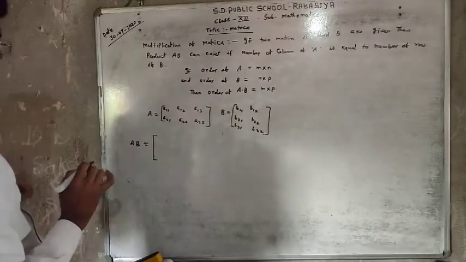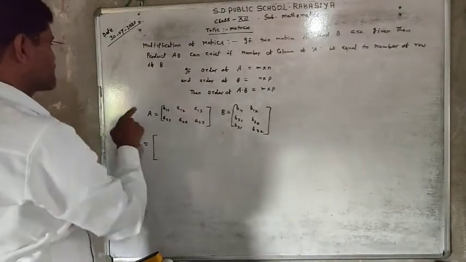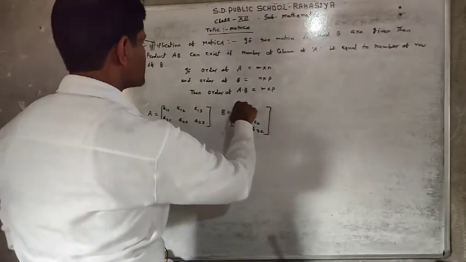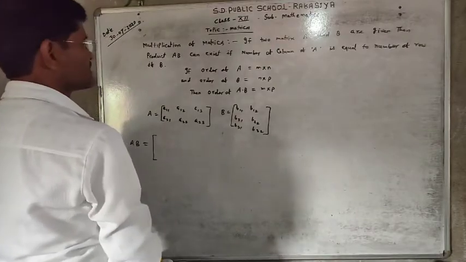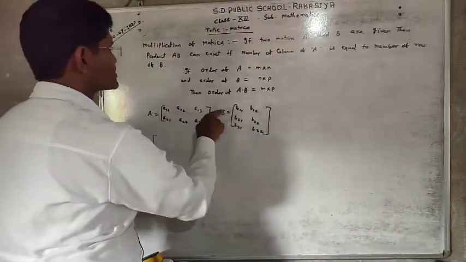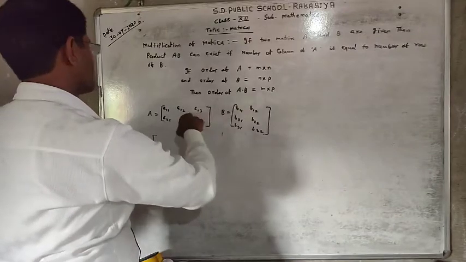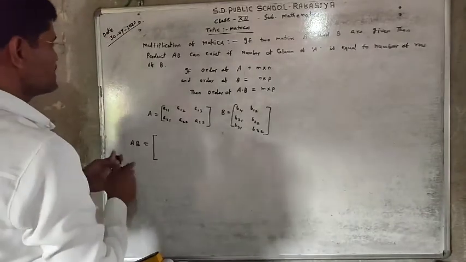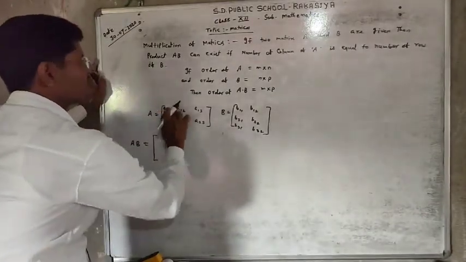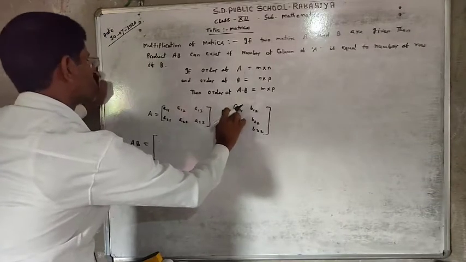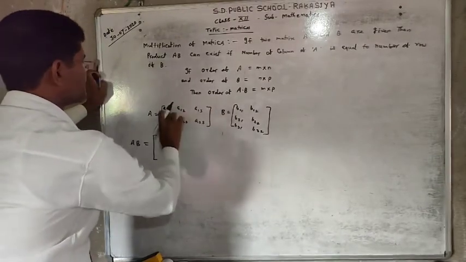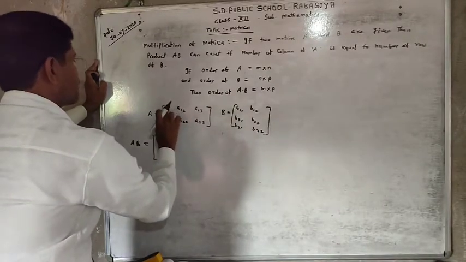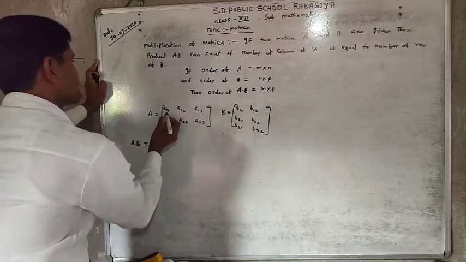To find the multiplication AB, we have to multiply the first row of matrix A with the first column of matrix B. Similarly, the first row of matrix A is multiplied with the second column of matrix B. Similarly, A11 is multiplied with B11, meaning corresponding elements are multiplied, row of matrix A and column of matrix B.